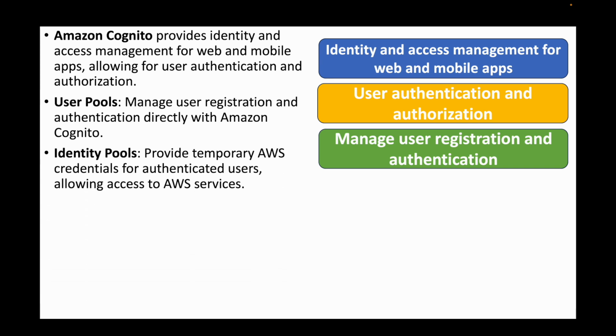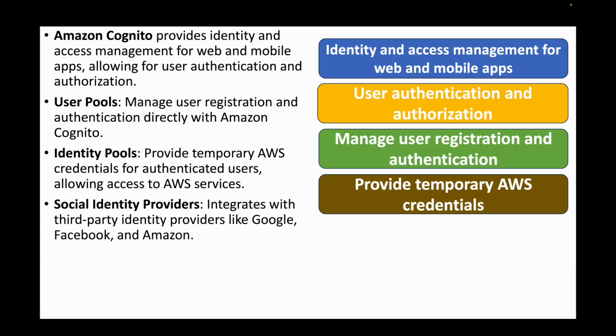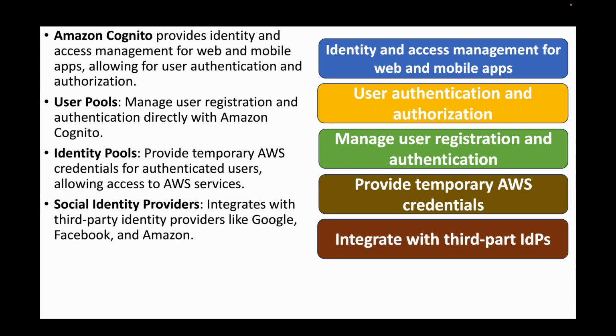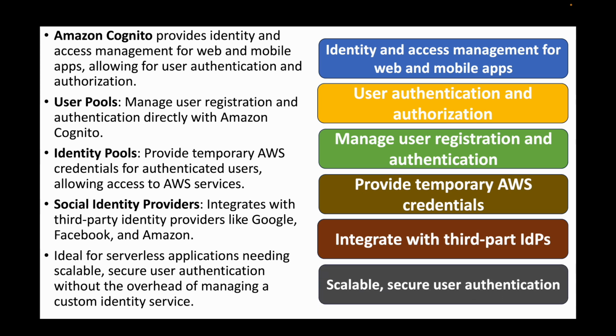We can make use of your identity pools, which provide us with temporary AWS credentials for the authenticated users, and this allows access to other AWS services. And then you can also make use of social identity providers, like if you want to integrate with third-party identity providers like Google or Facebook or Amazon. We can make use of your Cognito for that. So this is ideal for serverless applications that need scaling.